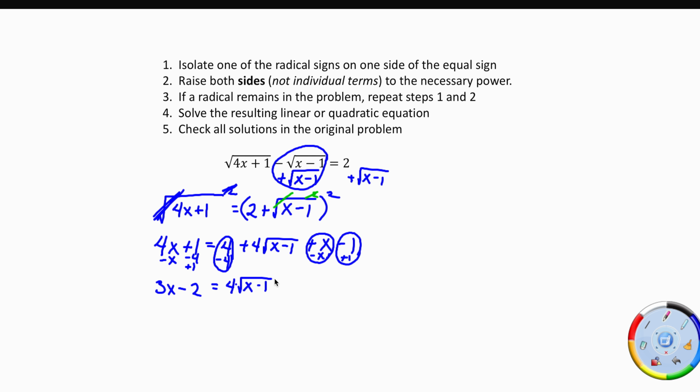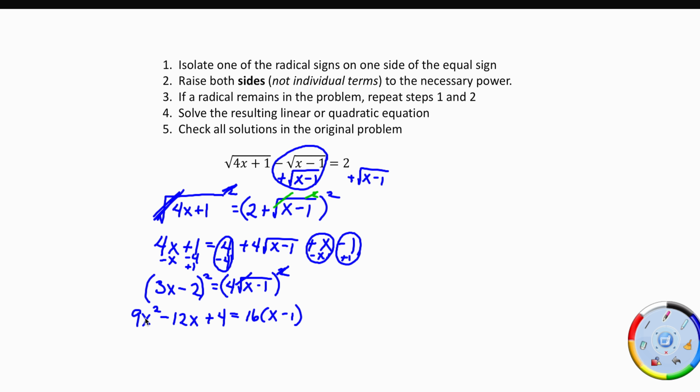So once I get my radical term isolated, I square both sides. Not individual terms, both sides. Multiplying this out means you square the first term, you multiply everything together, negative 6x, and double it, and then square the last term. Now because this is multiplication, it does mean I just square each one. When you square a square root, they undo each other. I got rid of all my radicals.